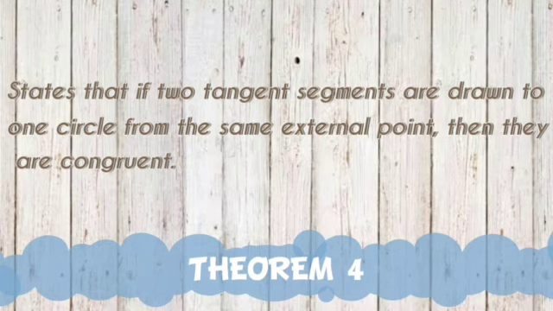Theorem number 4 is called the two-tangent theorem. It states that if two tangent segments are drawn to one circle from the same external point, then they are congruent.